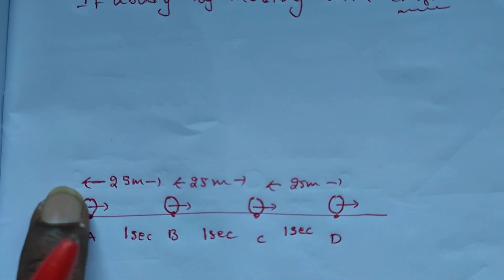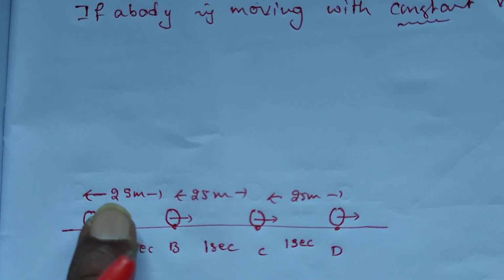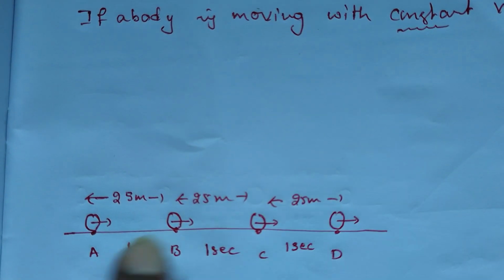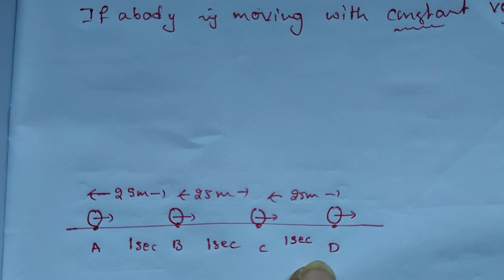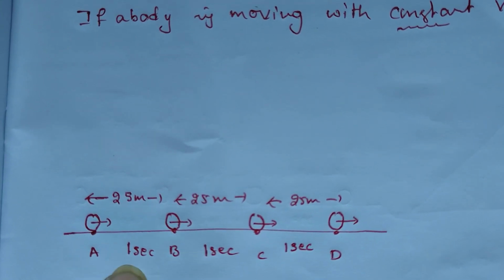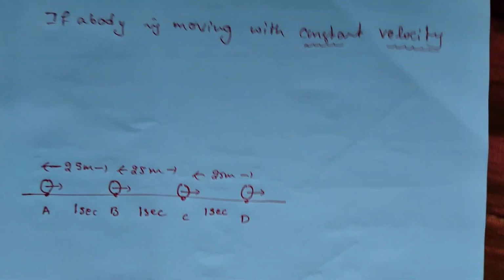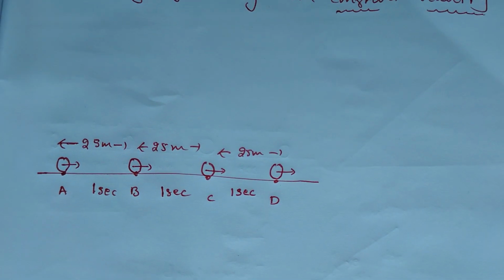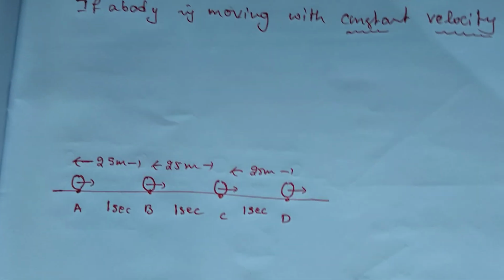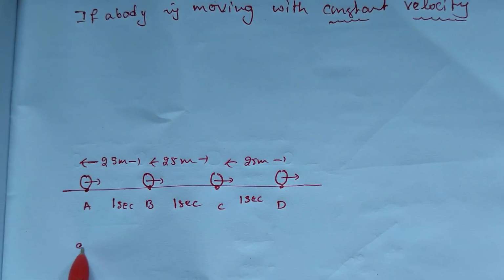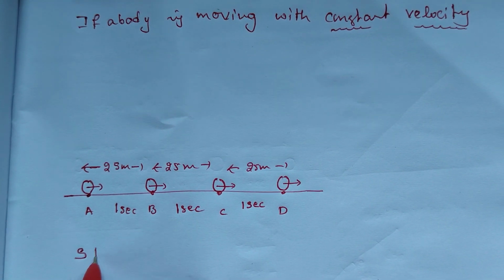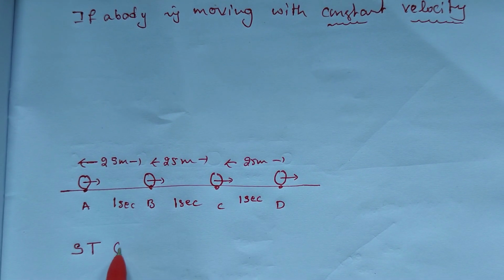A body covers equal displacements in equal intervals of time. Okay, this is one example for uniform velocity. With this information we have to draw the displacement time graph. Okay, so which graph? Displacement time graph, ST graph.